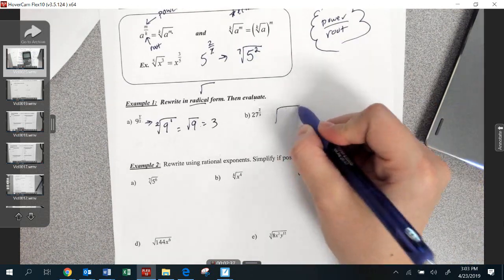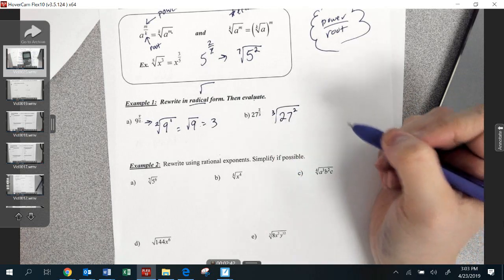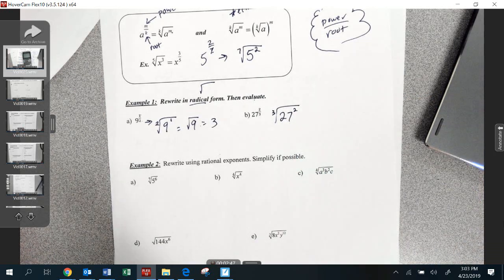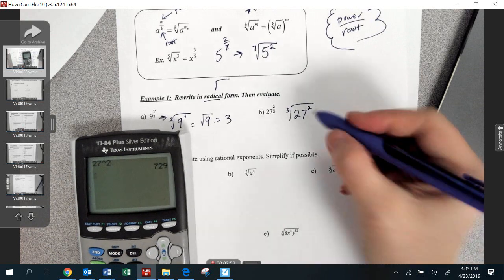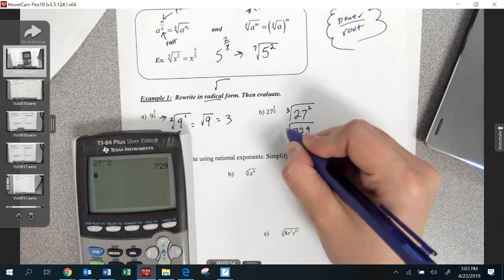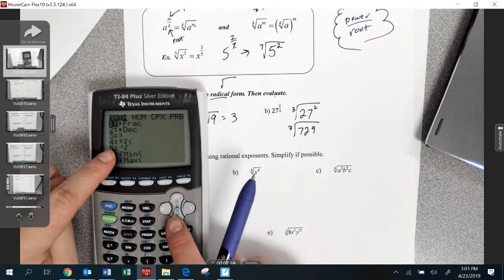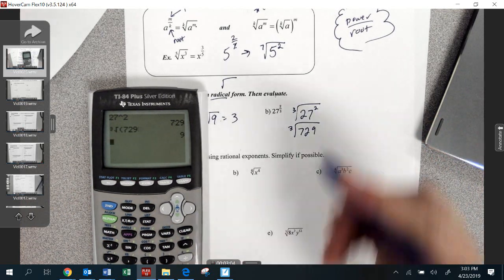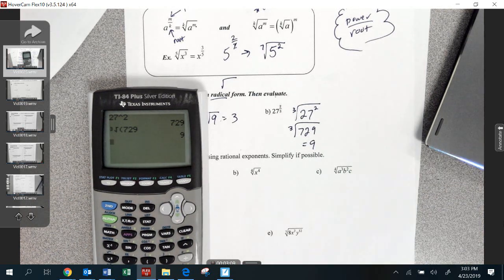On this one, I can rewrite it as the cube root of 27 to the 2nd power. This could be evaluated by doing 27 squared, which I do not know off the top of my head. So I'll do 27 to the 2nd power is 729. Then I'll cube root that. You actually have a cube root button if you go to math and then to option 4. You can do cube root of 729, which apparently equals 9. So that's one option or one route that I could do with this problem.